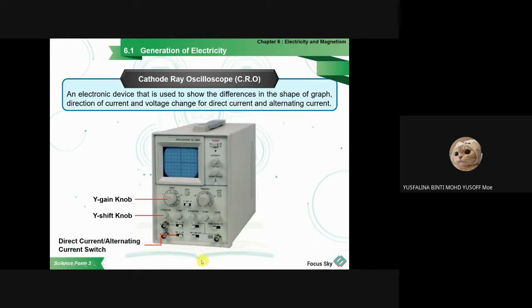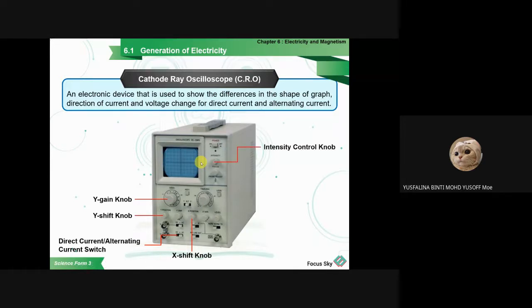Okay, and then this one is the direct current, alternating current switch. So if you want AC, you just change to AC. If it's DC, you just pull it to DC. Okay. And then this is the X shift knob. Okay, this one moves the graph right and left, the one that I showed you in the video.